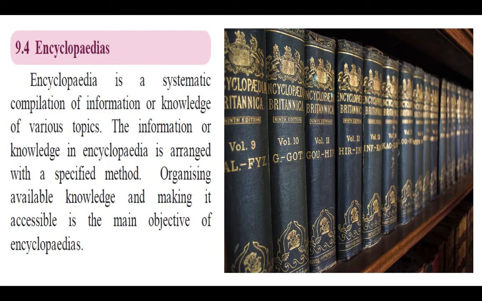That is, we'll begin with a new topic, that is encyclopedias. Now, an encyclopedia is a systematic compilation of information or knowledge of various topics. The information or knowledge in an encyclopedia is arranged with a specific method. Organizing available knowledge and making it accessible is the main objective of encyclopedias.